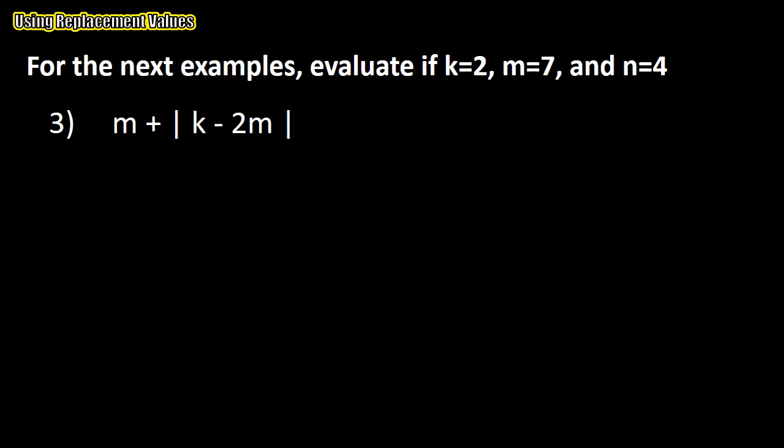So here we go. We have m plus the absolute value, so we have absolute value bars, k minus 2m. Before we worry about anything, let's go ahead and use our replacement values here.